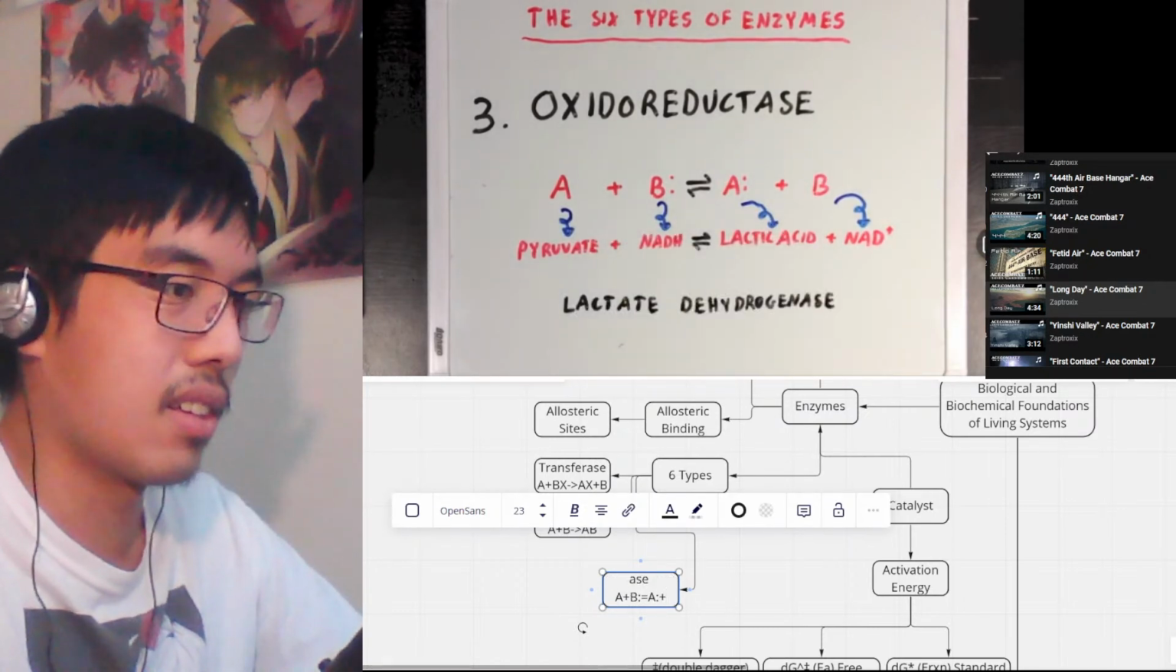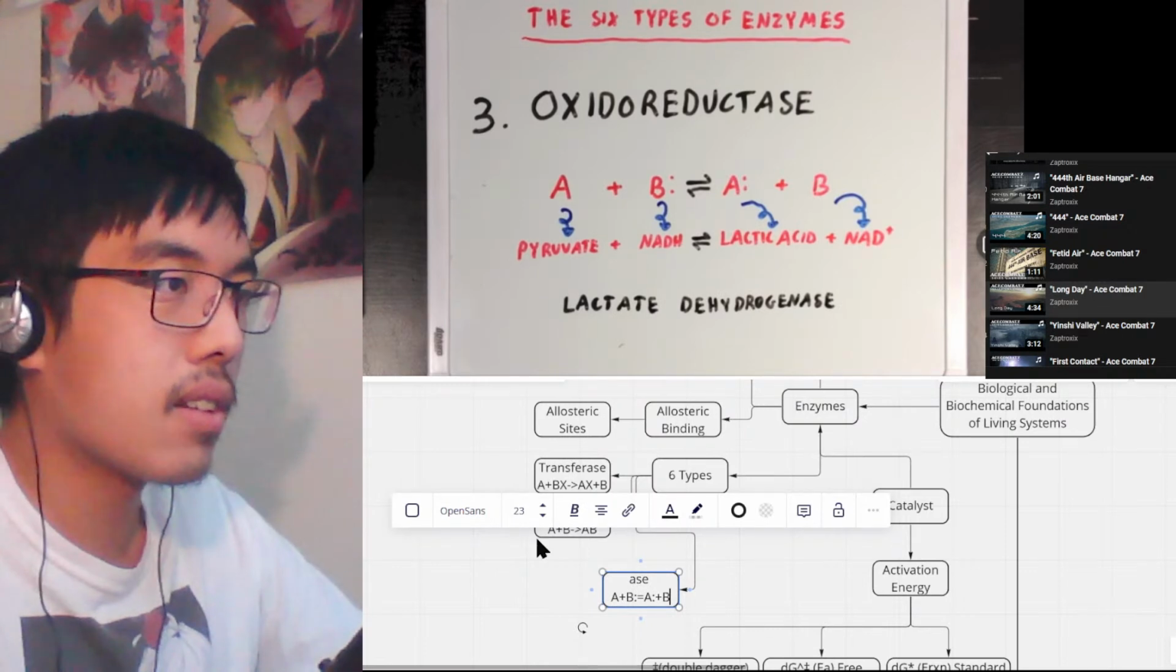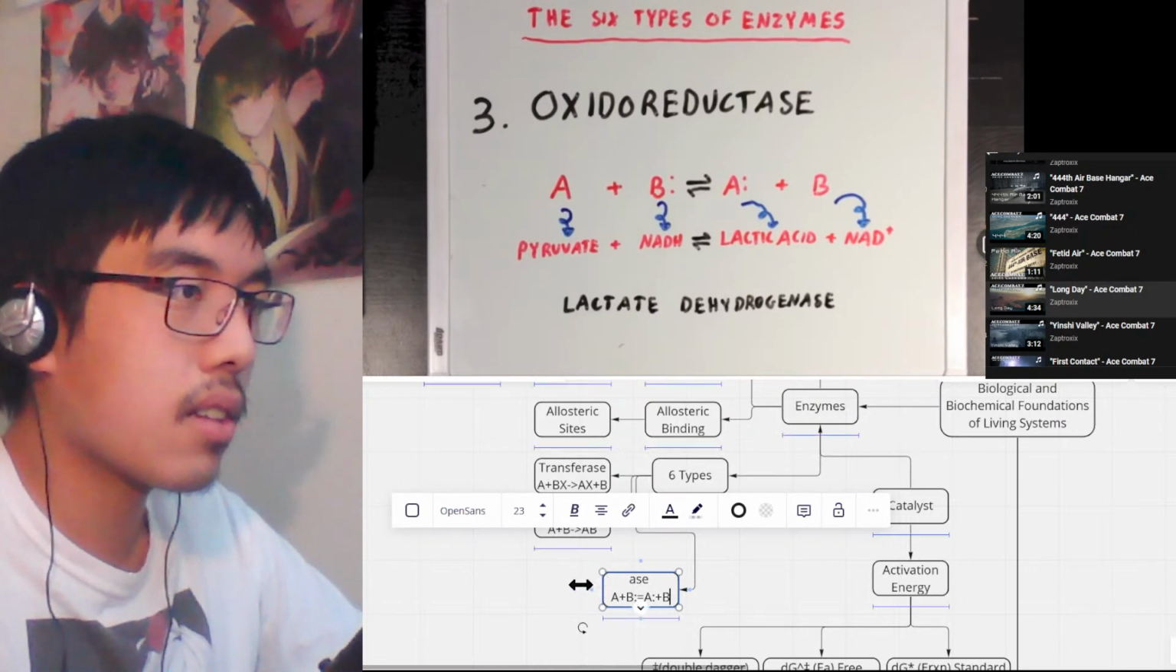Remember, the word dehydrogenase refers to the removal of a hydride functional group, and that's the same as saying the removal of electrons, since hydrides are basically just hydrogen atoms with two electrons on them instead of just one.